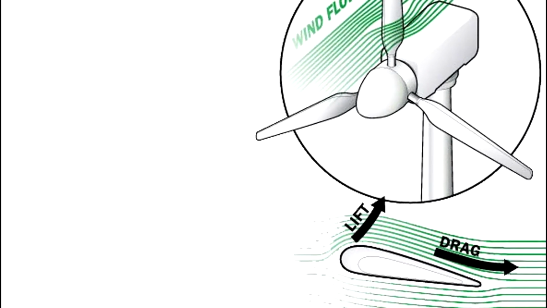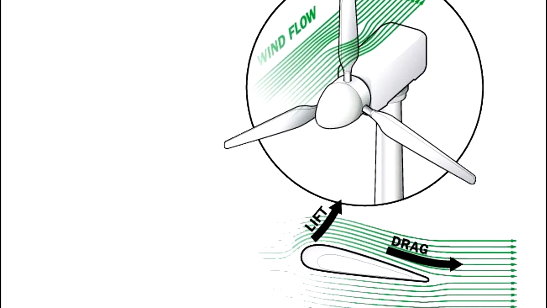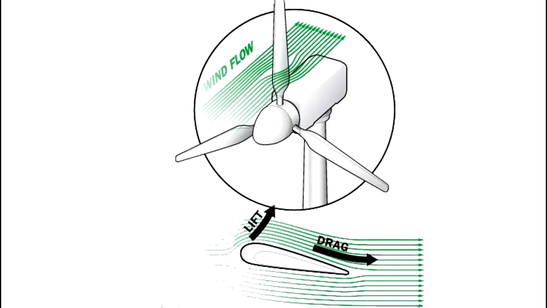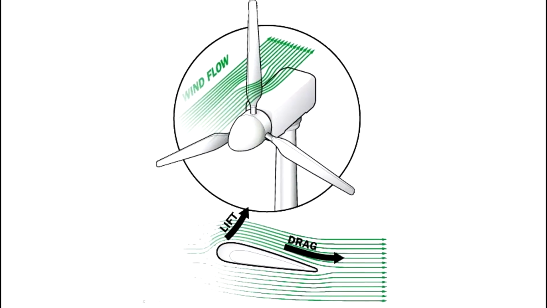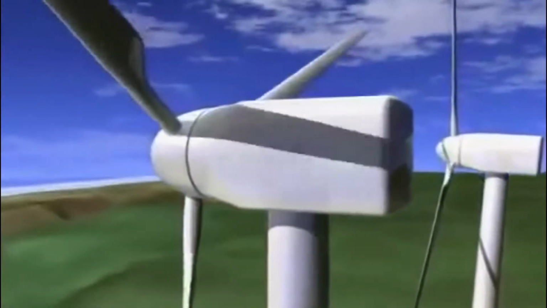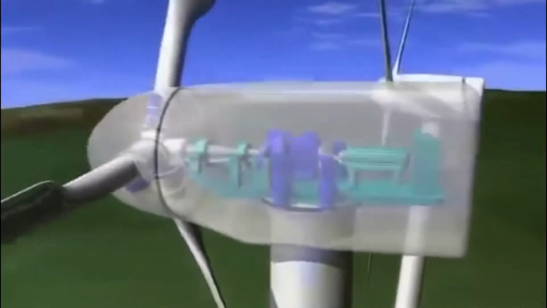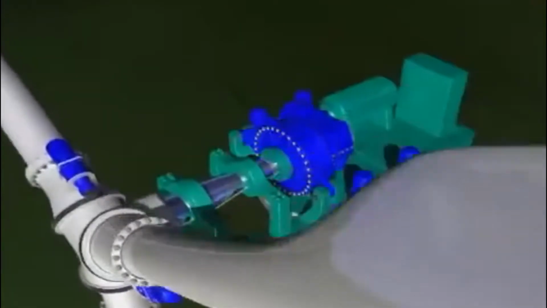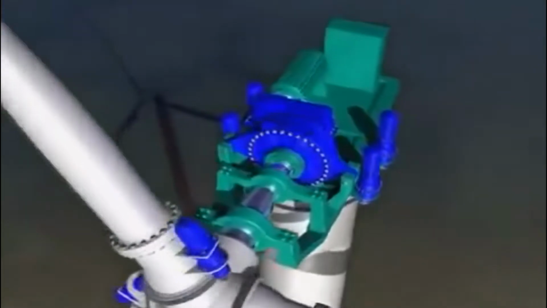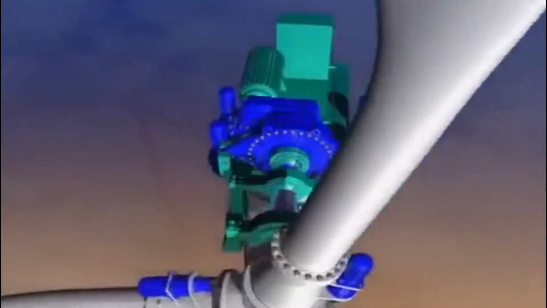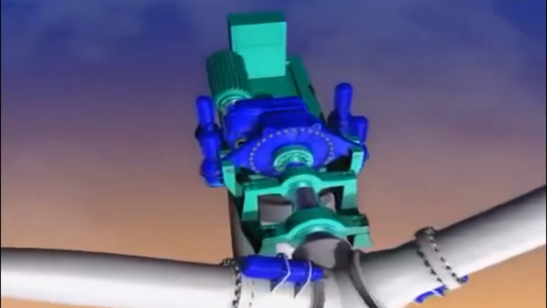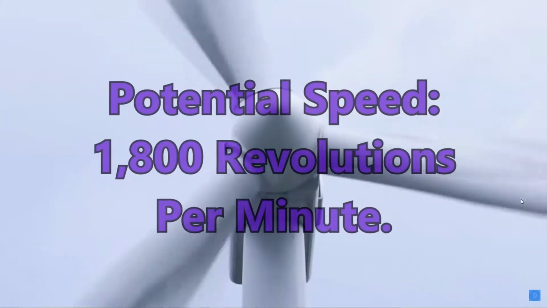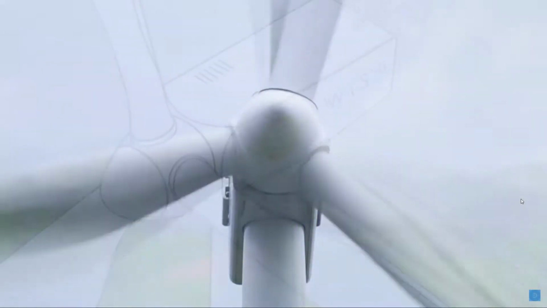Another reactionary motion formed with the wind force against the front side of the blade is referred to as drag. The combination of these two forces causes the rotor to spin like a propeller. There are a series of gears that increase the rotation speed of the rotor, allowing the generator inside the turbine to produce AC electricity. For the average wind turbine, the general rotation speed is approximately 18 revolutions a minute and can potentially advance to a speed of 1,800 revolutions per minute.